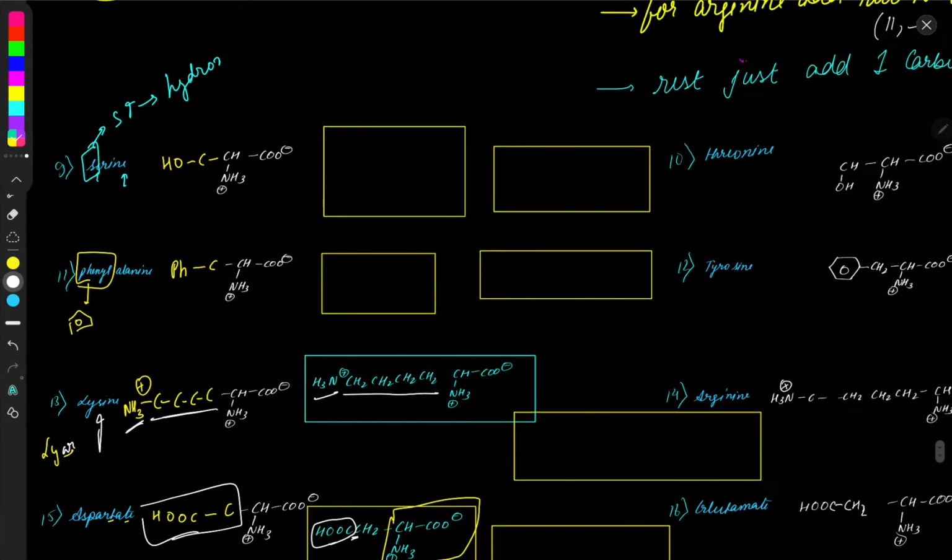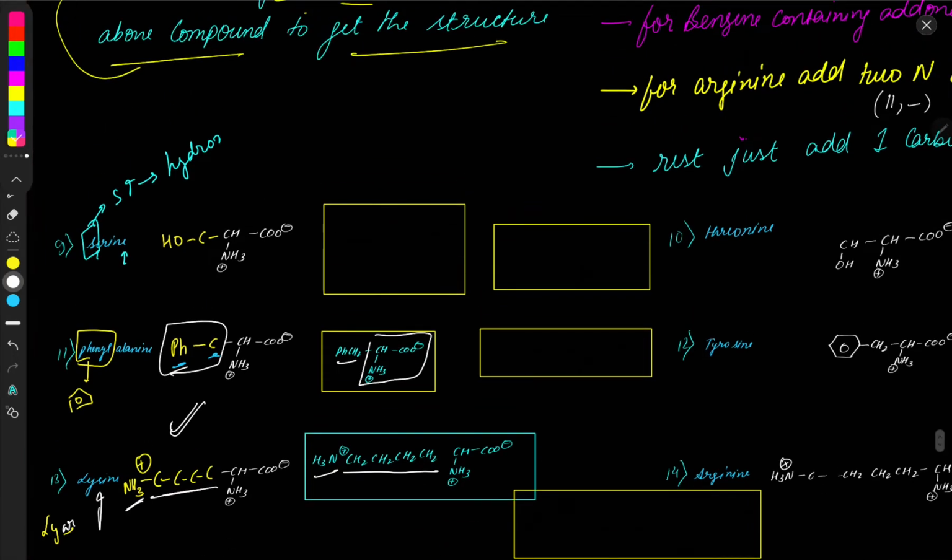For phenylalanine, let's check the structure of phenylalanine. Yes, it's right. Just add Ph and carbon. See, this was the general structure. We have to add 1 carbon and phenyl, so this is also right. Let's check serine. Serine is also right. You have to add just one carbon and one OH.